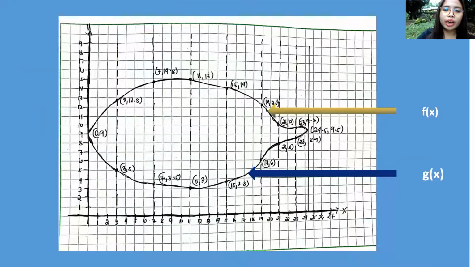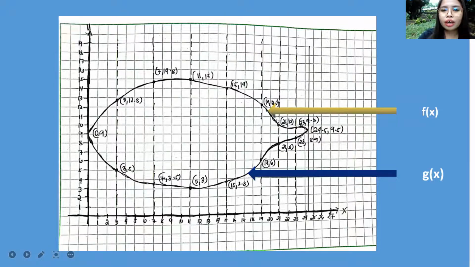So our main goal here is to get the area of our leaf. So in this portion, we will be using the upper curve down to the horizontal line area as our f of x, while our g of x is the lower curve down to the horizontal line. So for us to get the area of this leaf, we are going to subtract g of x from our f of x.